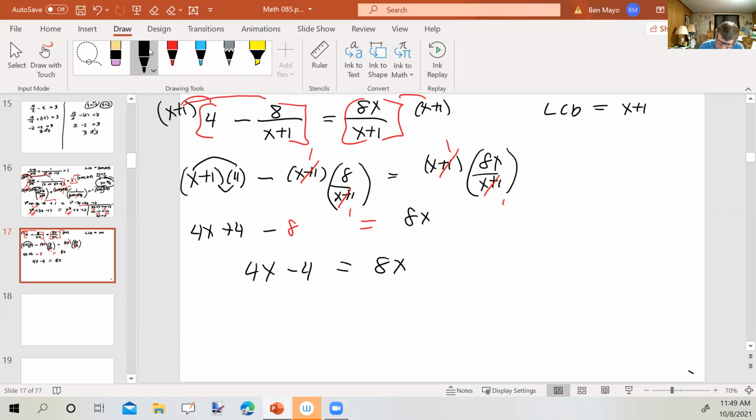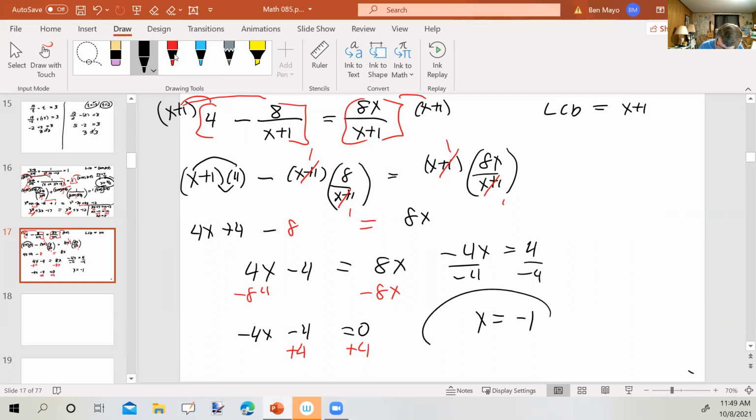I'll solve for x on the left side of the equation. So I'll subtract 8x from both sides. Negative 4x minus 4 equals 0. I'll add 4 to both sides. Negative 4x equals 4. We'll divide both sides by negative 4 and x equals negative 1.